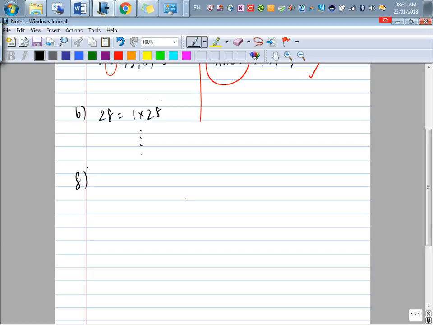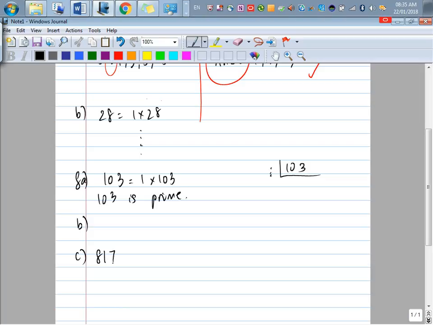Now, for 8a, 103, how do we determine whether it is a prime number or not? We start to divide. Can I divide this by 2? I cannot. What about 3? Cannot. I keep going on and on and on. I realize that it can only be divided by 1 and itself. Okay? So this is a prime number. 103 is prime. We do the same for part B, and now we come to part C.